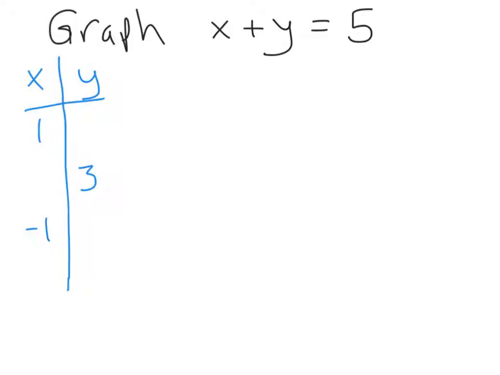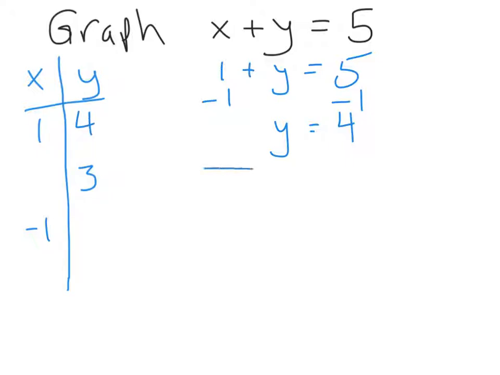So we're starting off with x is 1, so I'll plug in 1 for x, and we're going to solve this for y. This is pretty simple, because if you want to get y by itself, you just need to subtract 1 from both sides, and you get y equals 4. There's our first point, 1, 4.